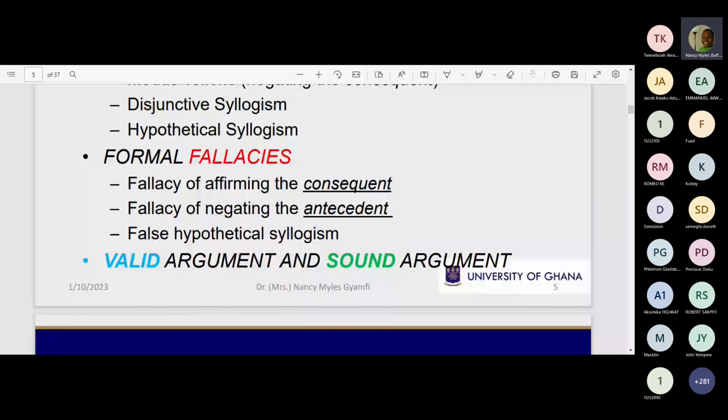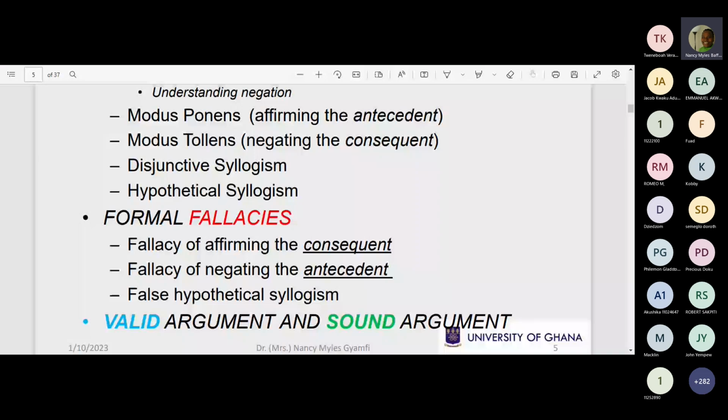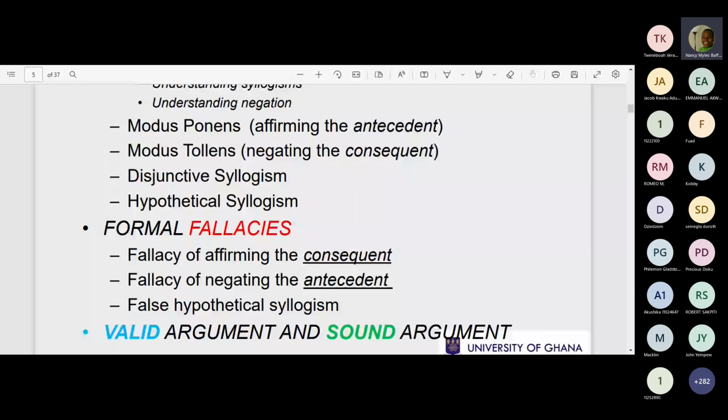So the correct patterns are the ones up there: modus ponens, modus tollens, disjunctive syllogism pattern, and hypothetical syllogism pattern. Those are the correct ones, but we'll see incorrect patterns imitating the original so much so that you are tempted to think they are the same. That's why they have gone ahead to have their own names. So look at the original modus ponens. It's called affirming the antecedent. Someone is trying to do modus ponens, but does it wrongly, okay? Doesn't follow the pattern of affirmation properly. If you want to affirm to create modus ponens, you have to affirm the antecedent.